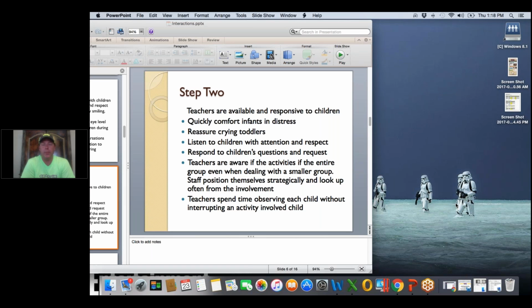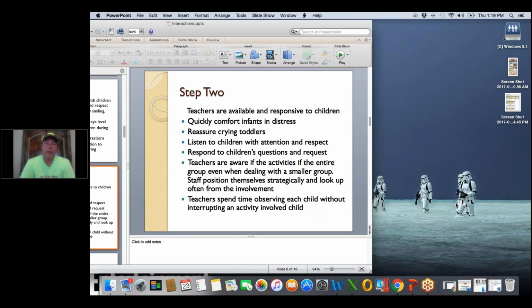Step number 2, or tip number 2 to quality communicating in the classroom, is that teachers are available and responsive to children. They need to know that we are here. I think I've mentioned this in previous webinars. Children must feel safe before they can behave. Children must feel safe before they are able to learn. You being available and responsive to the children is going to help them feel safe.